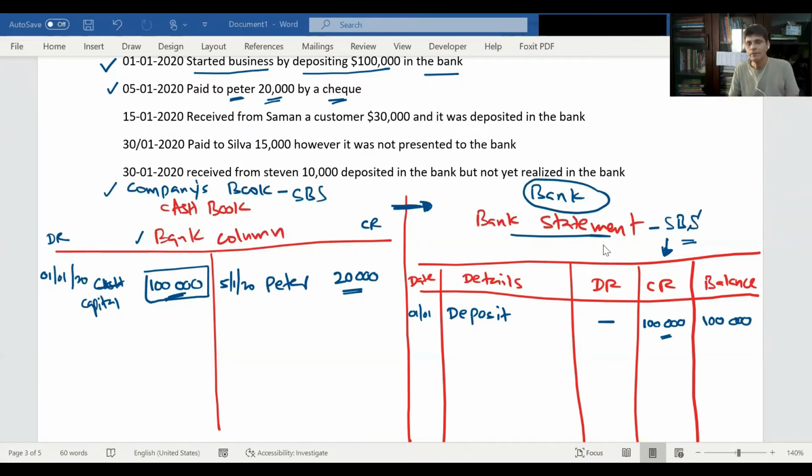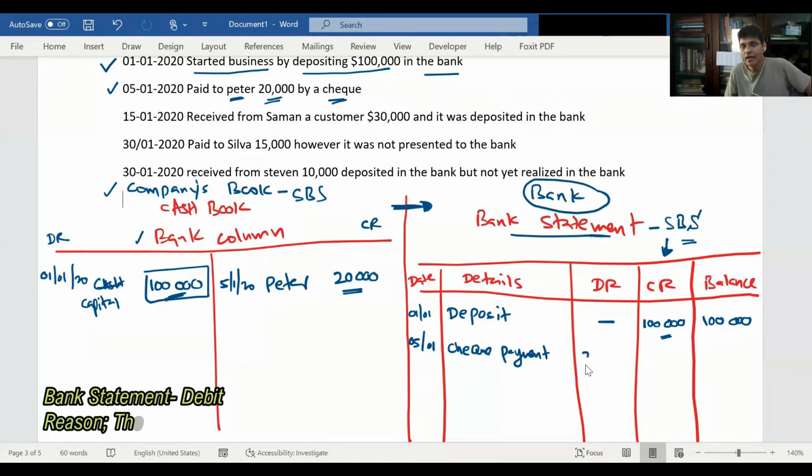Now from the bank's point of view, the supplier will go to the bank and present the check. The bank will make the payment to the supplier, Peter. So when they pay on 5th January, this is the check payment. What will they do? Do they have to debit or credit? Yes, the bank will debit our account. Why?